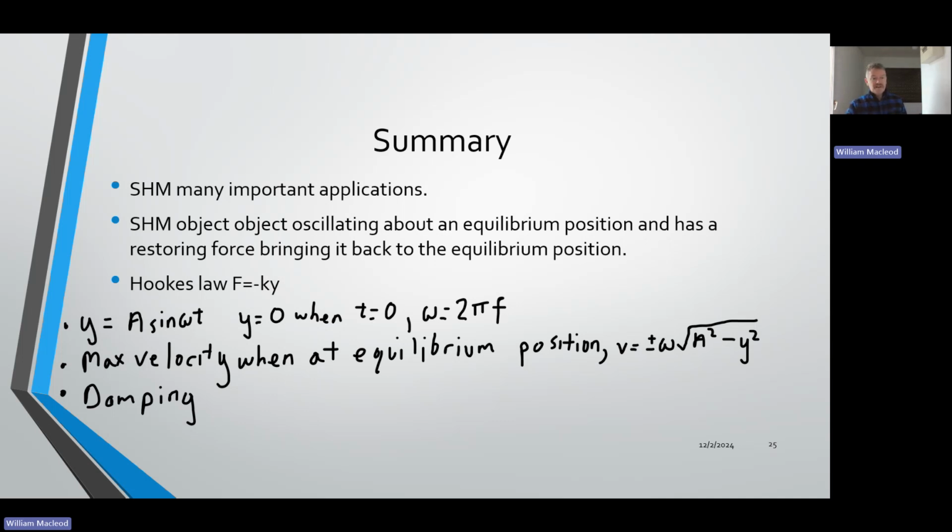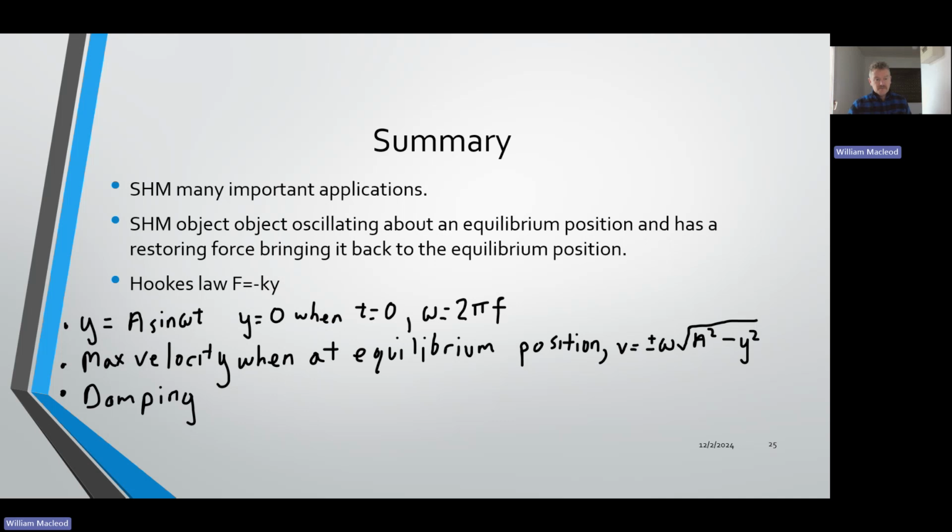We also looked at y is equal to a sine omega t. y is the displacement from the equilibrium position, a is the amplitude, omega is angular frequency, and t is the time. So y is equal to 0 when t is equal to 0, when we're using that relationship there. And angular frequency can be described as 2 pi times the frequency.